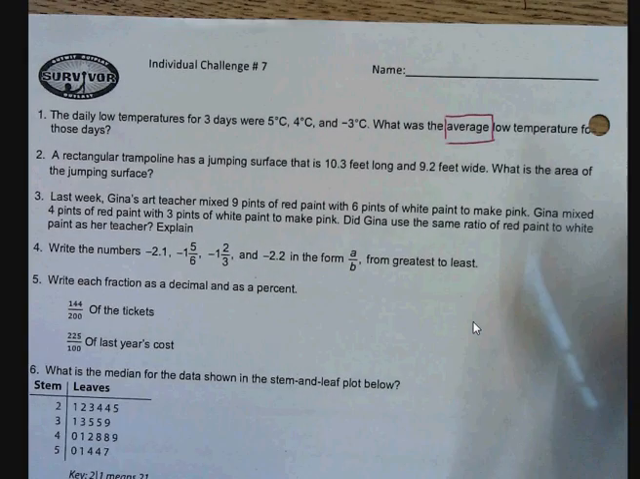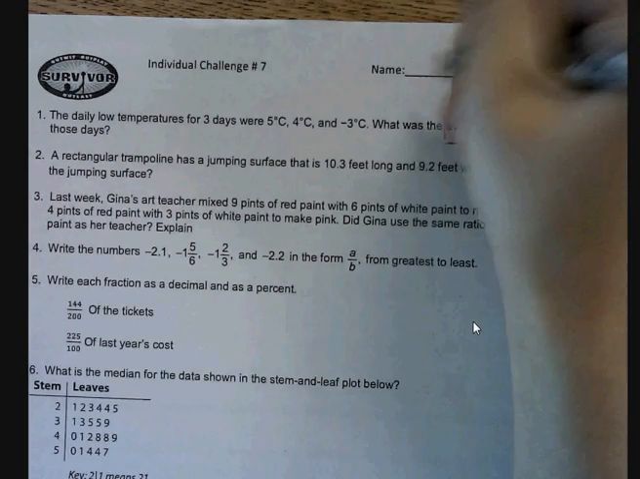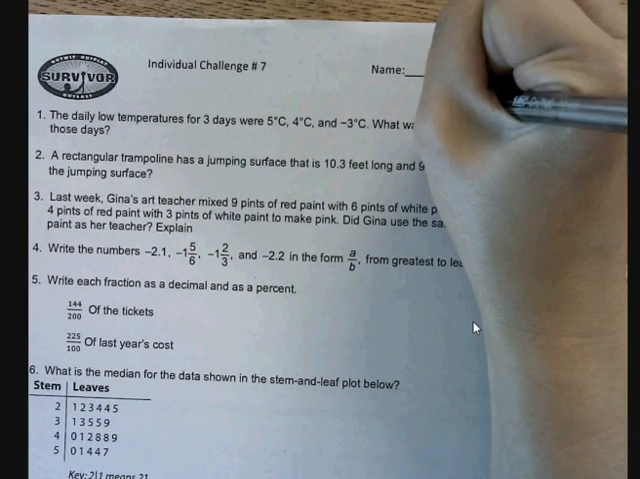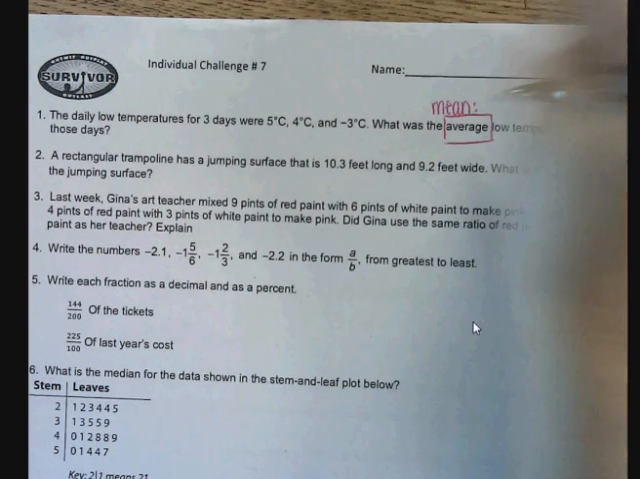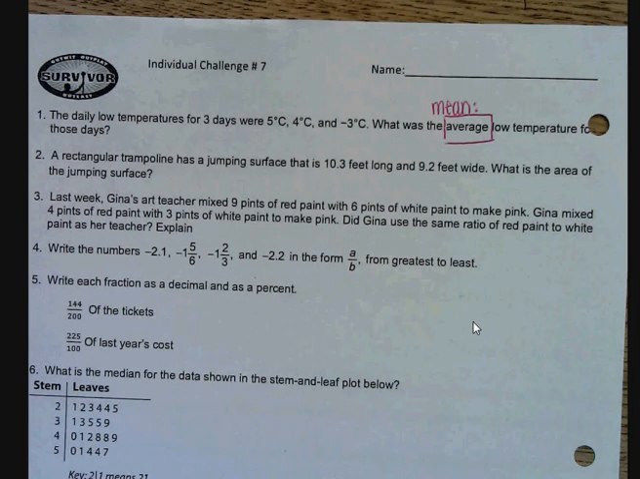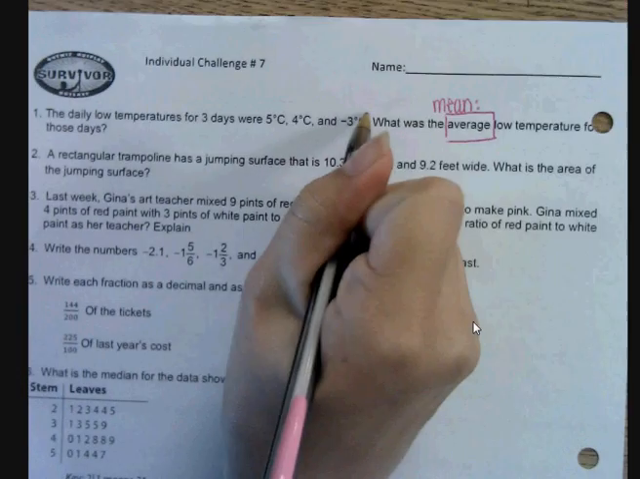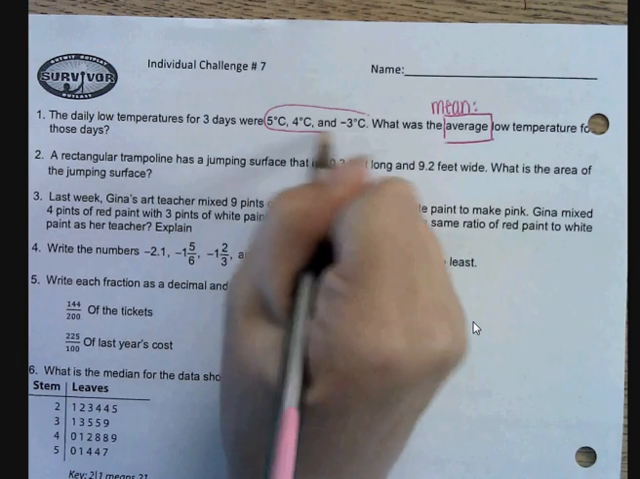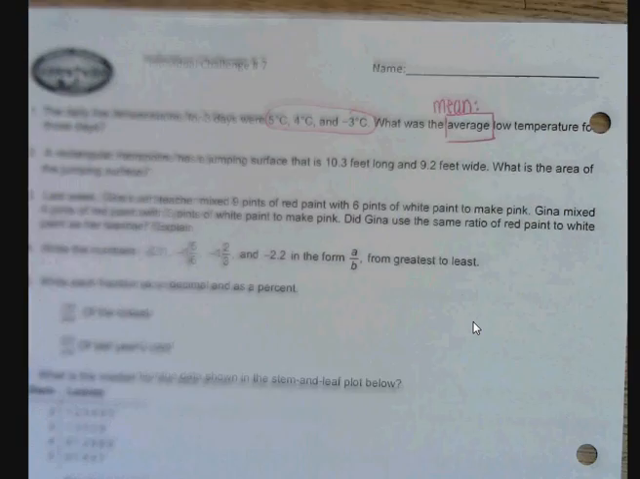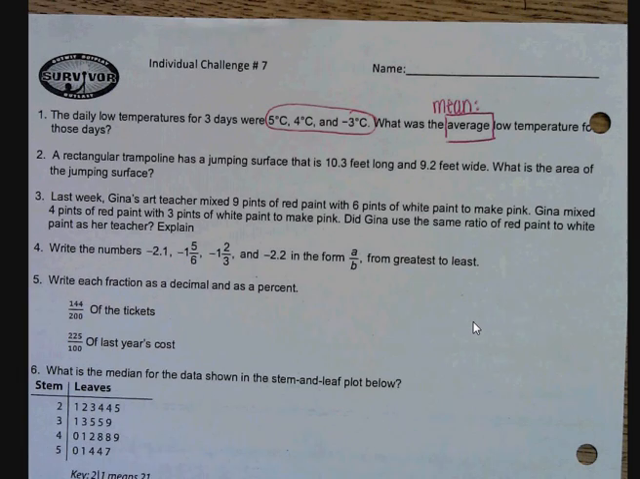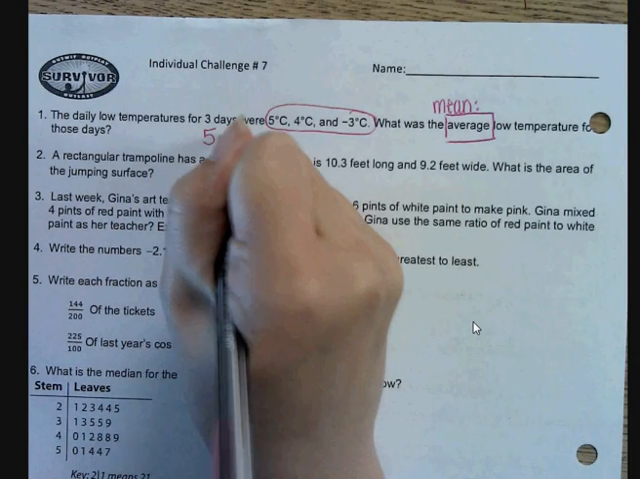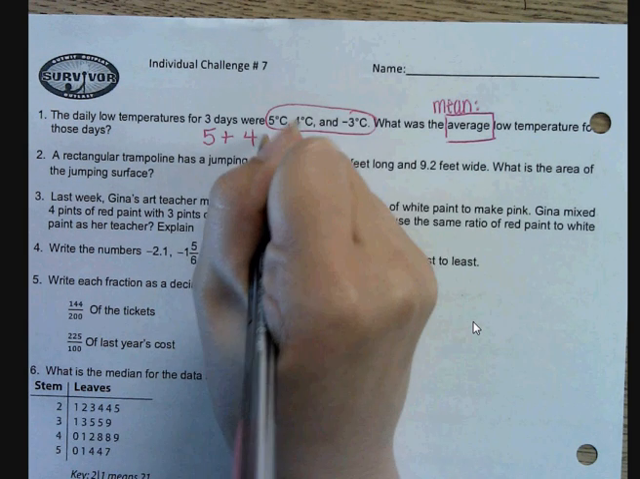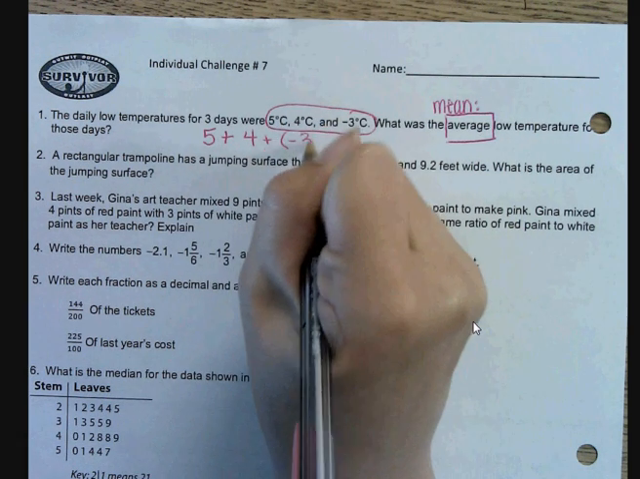What is another word for average? Another word is mean. The definition of mean and average is you're going to add up the numbers and divide them by how many numbers we added. Because it says 3 days, and they gave us 3 numbers, we're going to add these 3 numbers, and then at the end, we'll divide it by 3. So let's take these 3 numbers, 5 plus 4 plus negative 3.